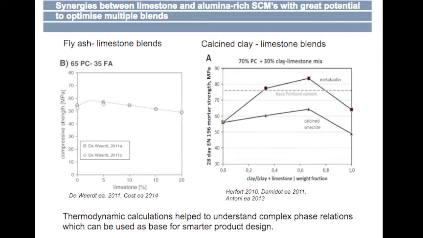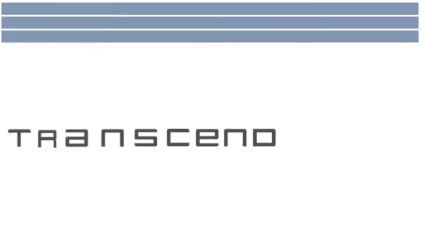And you can see really nicely that by understanding these phase relations, you can understand why you have an optimum in performance at some point and why you don't have it in other systems. And I think this is a very nice way to show that these thermodynamic calculations help to understand these complex phase relations and can also be used as a base for smarter product design. And I think this was a nice learning. Seeing now how the tools are being applied in industry, I must speak for myself, it is something where you can learn a lot from.